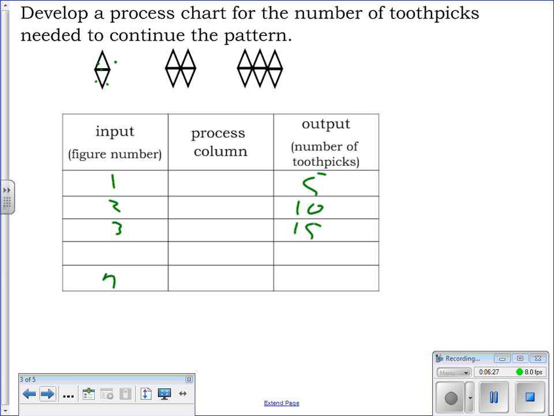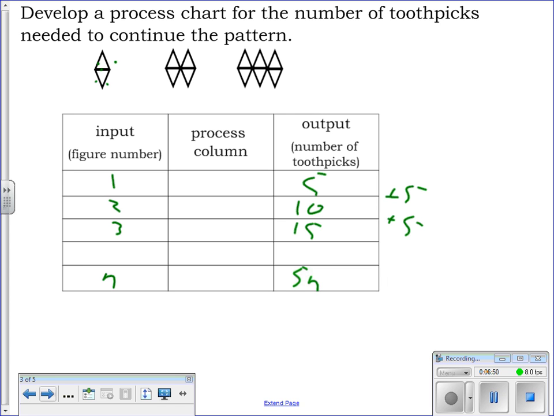How do I get from one to the next to the next? What's the same thing? Doing the same thing, how do I get from one to the next? What am I adding or subtracting? Because I could be subtracting. What am I adding or subtracting? I'm adding 5. Plus 5, plus 5. So I have 5n.